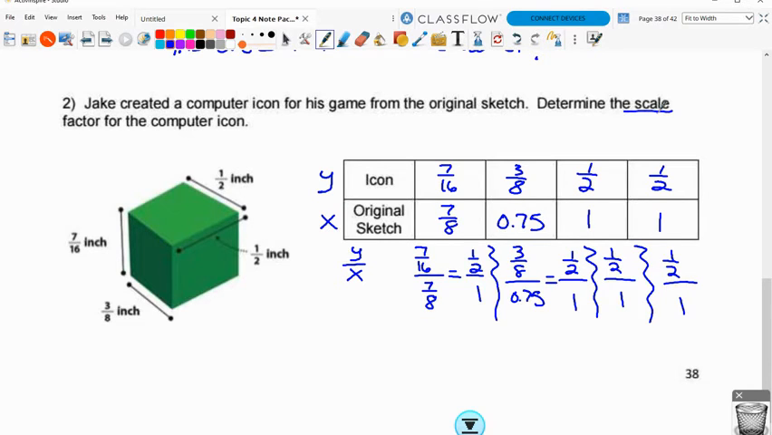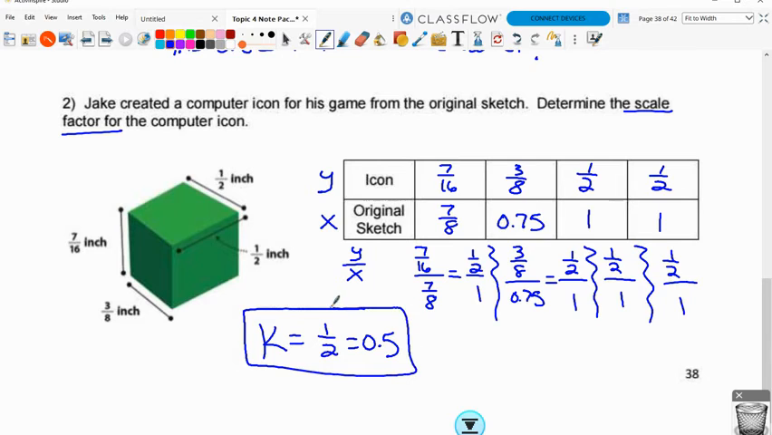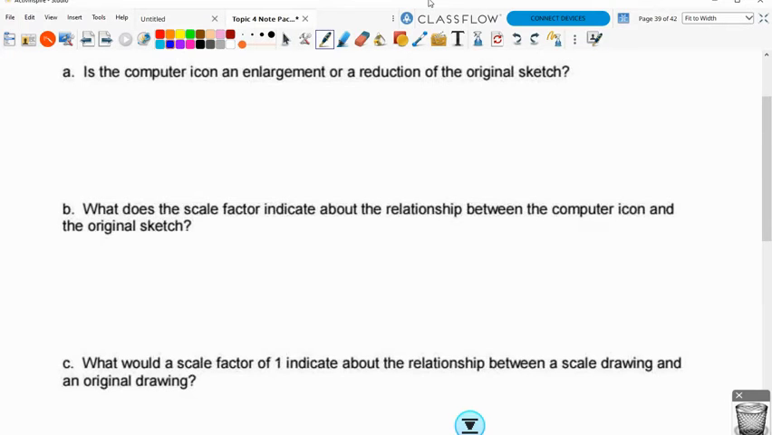So when it says determine the scale factor, we're again looking for K. K in this example equals 1/2, or as a decimal, 5/10. This is the scale factor of the computer icon. So we just found the scale factor of the computer icon. It was 1/2 or 5/10.